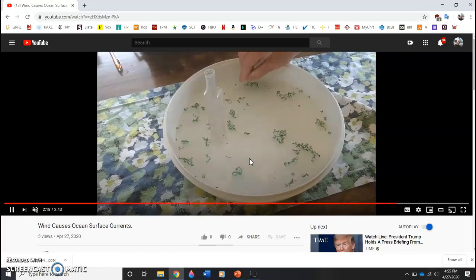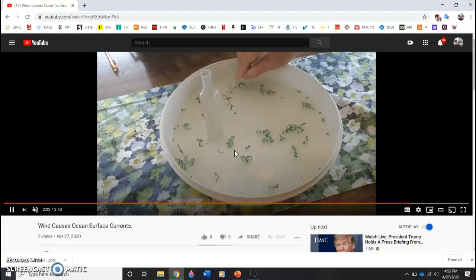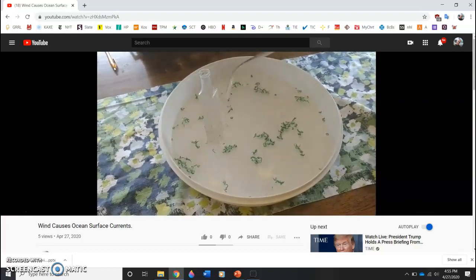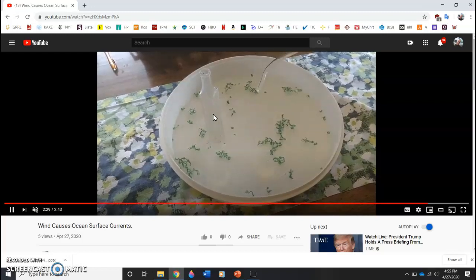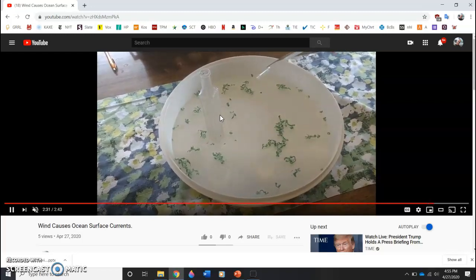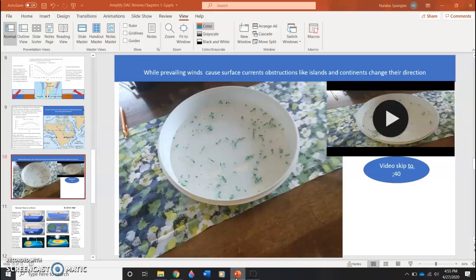So surface currents are caused, of course, by the winds above them, the prevailing winds, and they're also channeled or changed in direction by continents and islands that make them change direction.